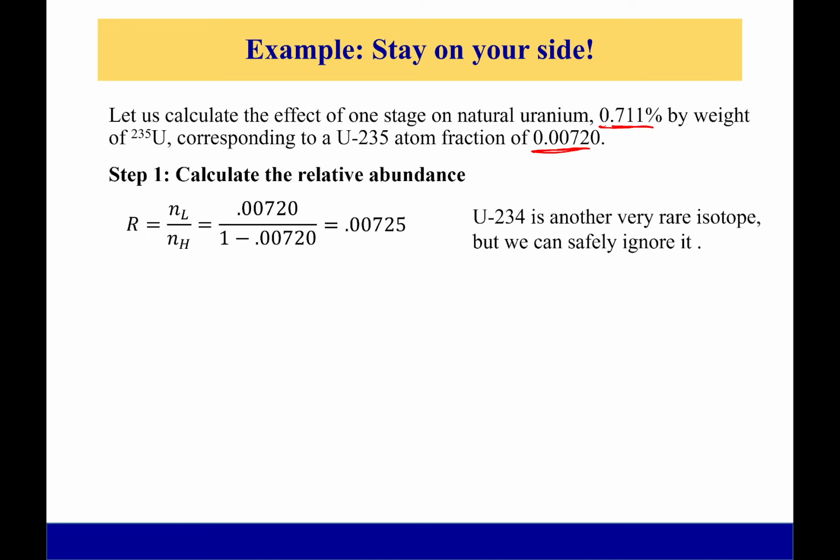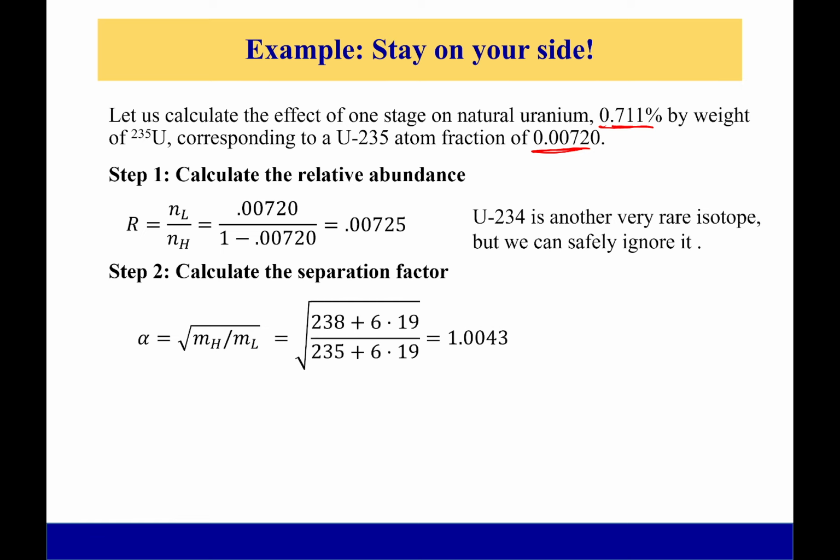Now, we have a relative abundance, but how much does it change after one stage? Well, let's calculate the separation factor. At first, we're going to assume that it's perfect, so simply the mass of the heavier one over the mass of the lighter, all under a square root. So U-238 versus 235, this isn't too bad, but this isn't U-238 and U-235 by itself. This is uranium hexafluoride. Hexa, that's 6, fluoride, atomic mass of 19. So that's where that 6 times 19 comes from. In an ideal situation, one stage would have a separation factor of 1.0043.